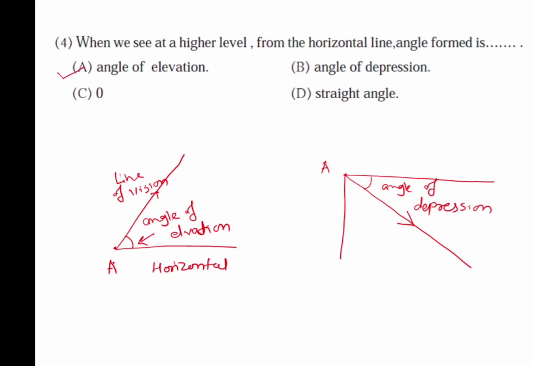And when a person is standing on the ground and observes an object at a higher level, at that time the angle formed is called the angle of elevation. So in this case option A is the correct alternative. So these are some examples based on trigonometry.